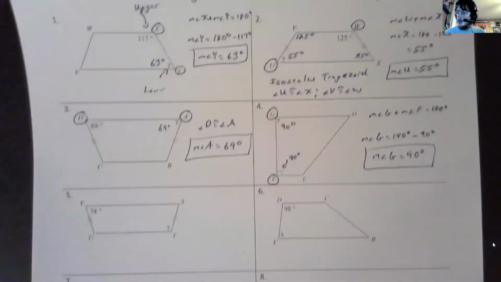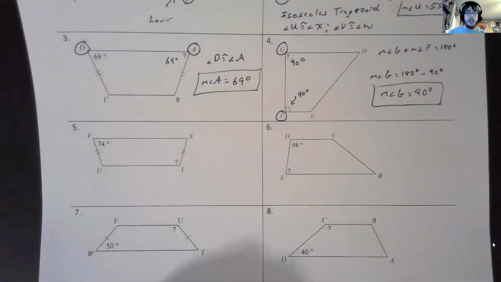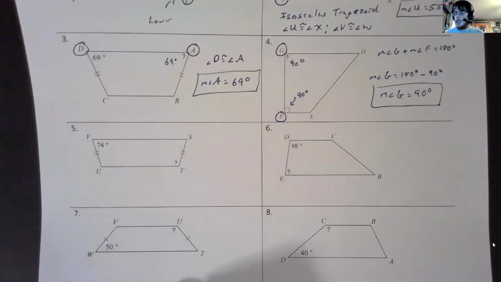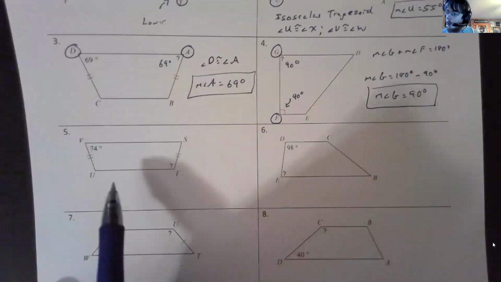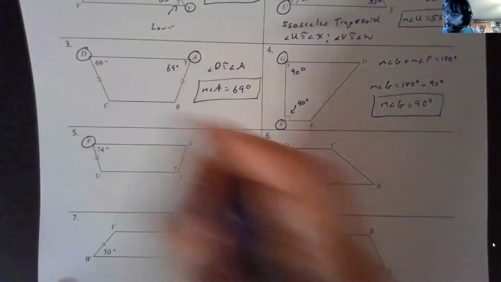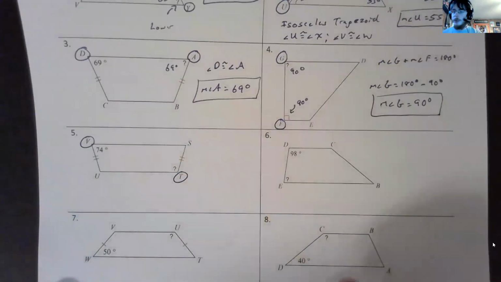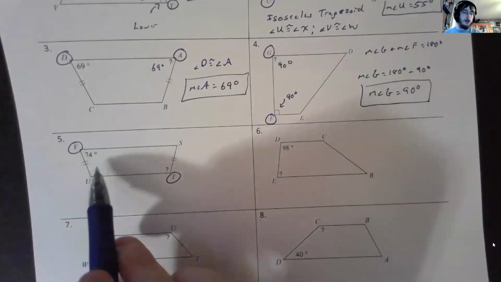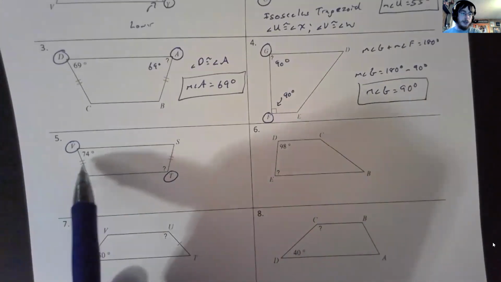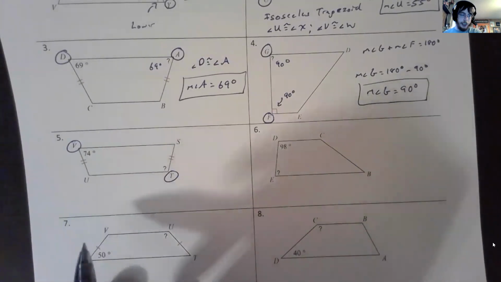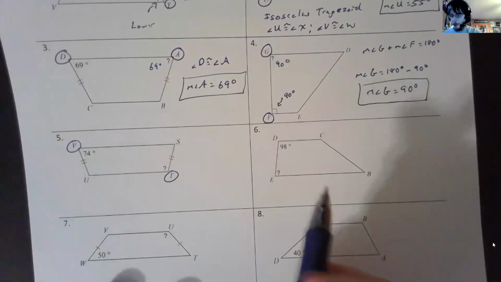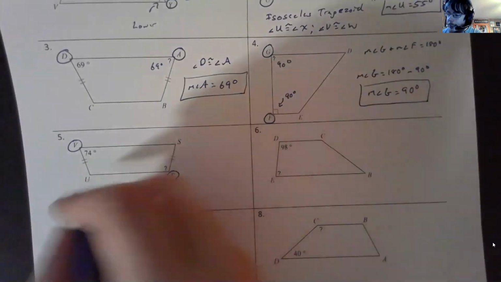So what I want you to do is try numbers 5 through 8. Pause the video, come back, and check your answers using the video. So let's look at number 5. Number 5, we have angle V and we want to find angle T. We notice that these angles are across from one another. We also notice that there are side markings on the legs, which means this is an isosceles trapezoid.